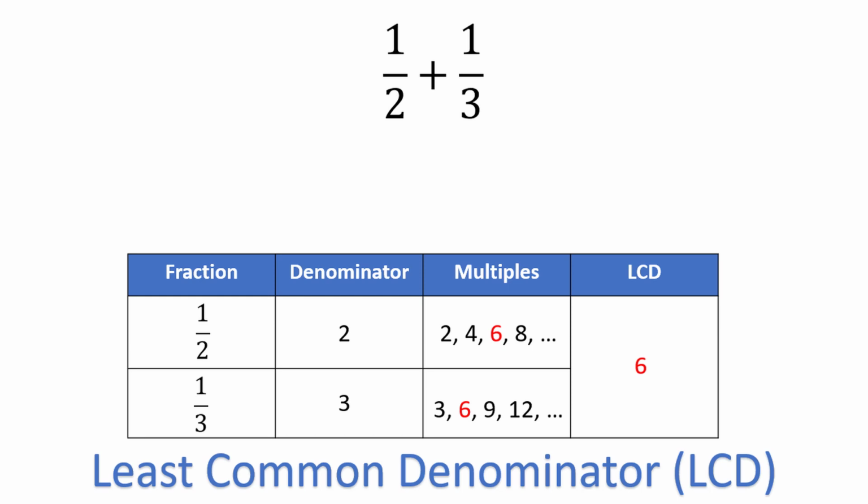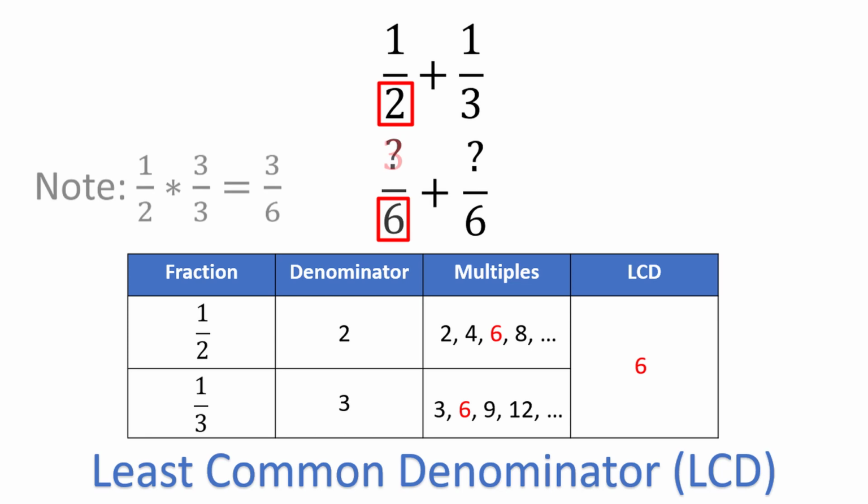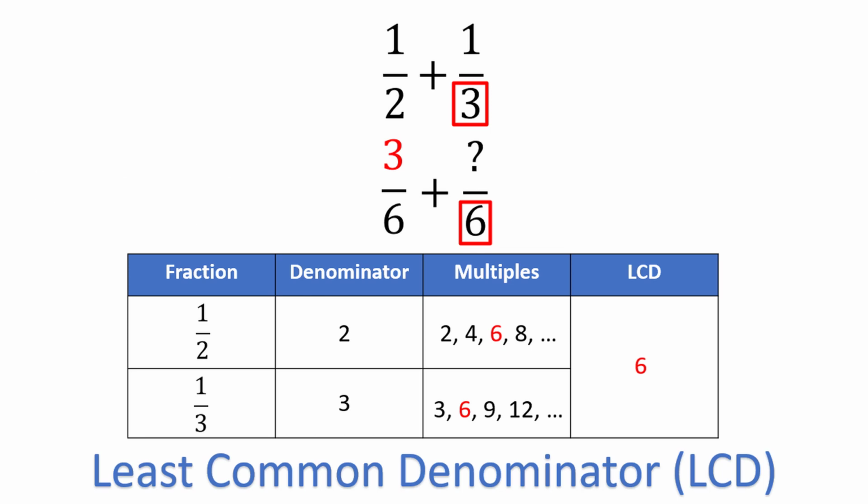So we know that we want to have two fractions, both with a denominator of 6. For the first fraction, in order to get from 2 to 6 in the denominator, we had to multiply by 3. So we multiply the numerator also by 3 in order to get 3/6 for our first fraction. In order to get from 3 to 6, we had to multiply the denominator by 2 in our second fraction. So we multiply the numerator also by 2 in order to get 2/6.